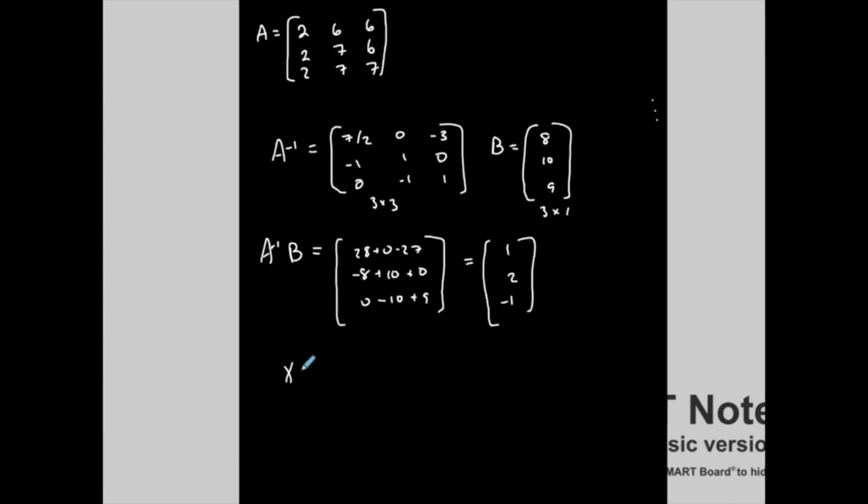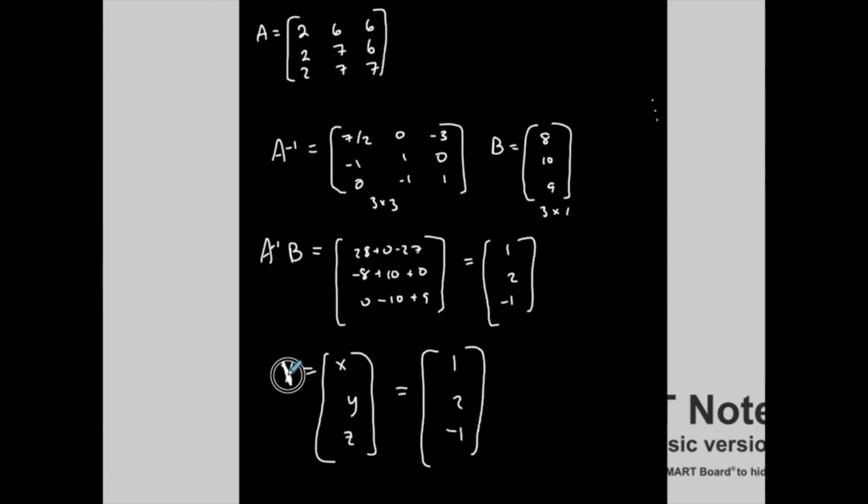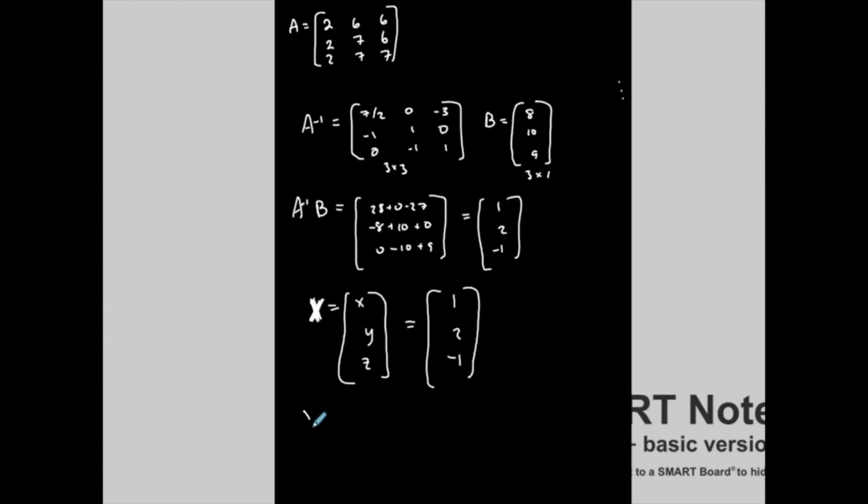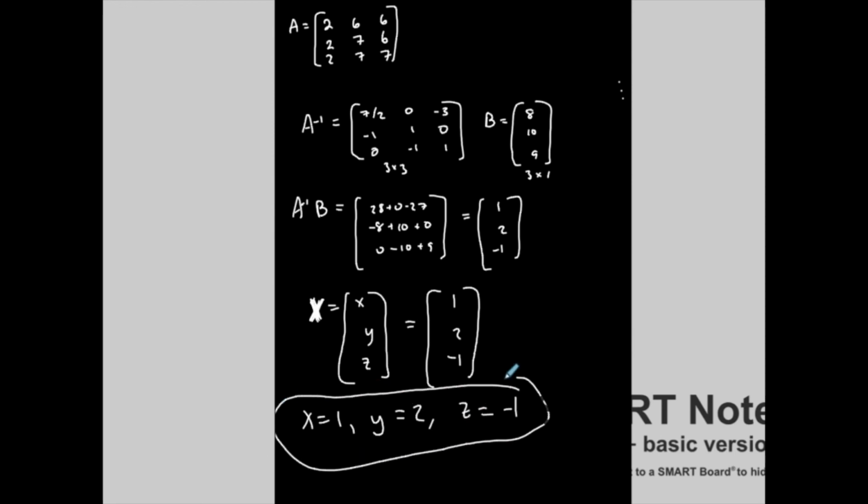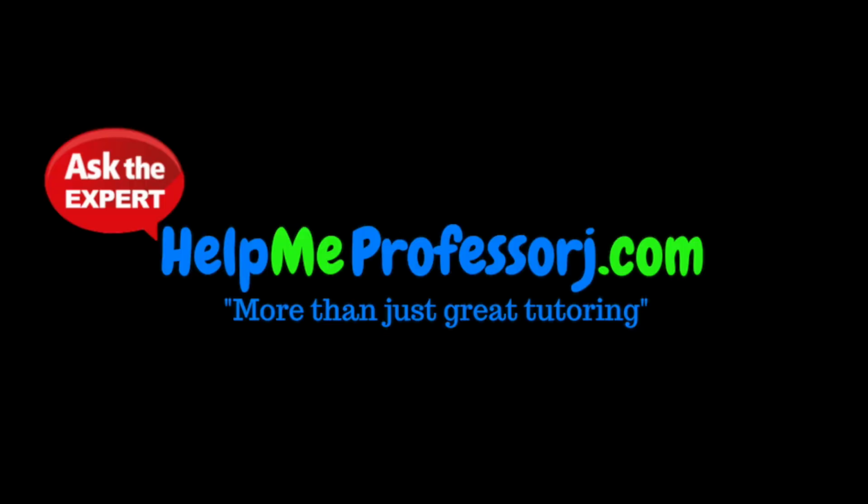This is our solution to our system. So our matrix X, which is called the variable matrix and contains X, Y, and Z, our variables in order, is equal to 1, 2, negative 1. Again, this is matrix X. Don't confuse that with the variable X. It contains the variables in our system. So now we know that X is equal to 1, Y is equal to 2, and Z is equal to negative 1, and this is the solution to our system using inverse matrices.